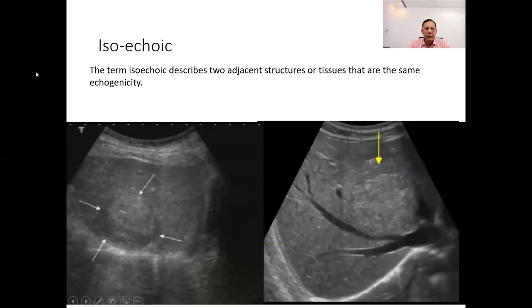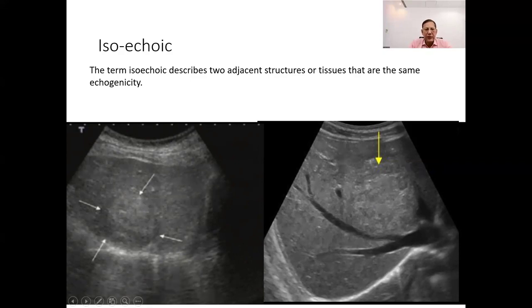Iso means same, and echo once again means white spot. The term isoechoic refers to structures or areas in an ultrasound image that have the same level of echogenicity as that of surrounding tissues. In other words, isoechoic structures appear similar in brightness or echogenicity to surrounding tissues on the ultrasound image. Isoechoic structures have echoes of similar intensity or amplitude compared to surrounding tissues. This means they reflect a similar amount of ultrasound waves to the transducer, resulting in a similar appearance on the ultrasound image.